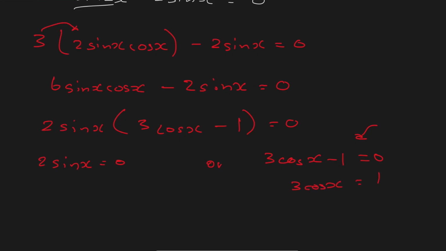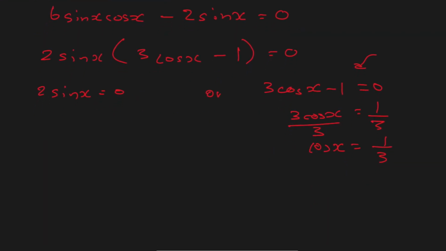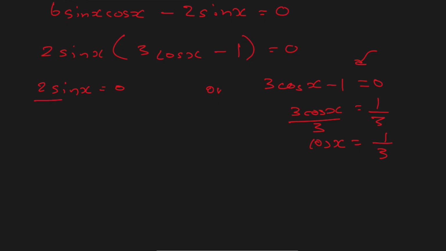If we move the 1, that's going to be positive 1. You divide both sides by 3. Then we get that cos x is equal to 1 over 3. So now we have two places where we have the solutions. In this place here, if we divide by 2, we get sine of x is equal to 0.